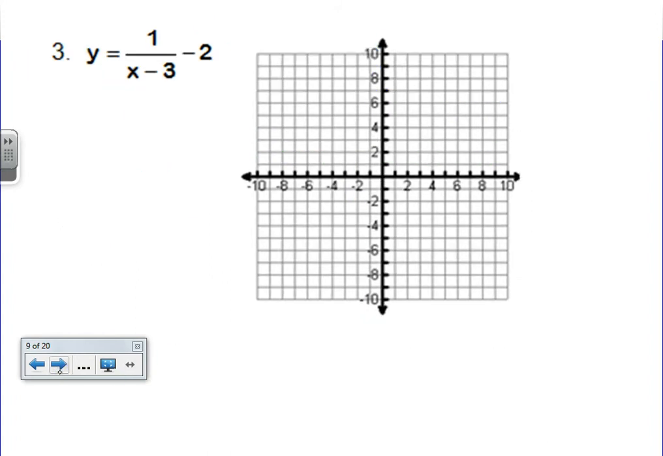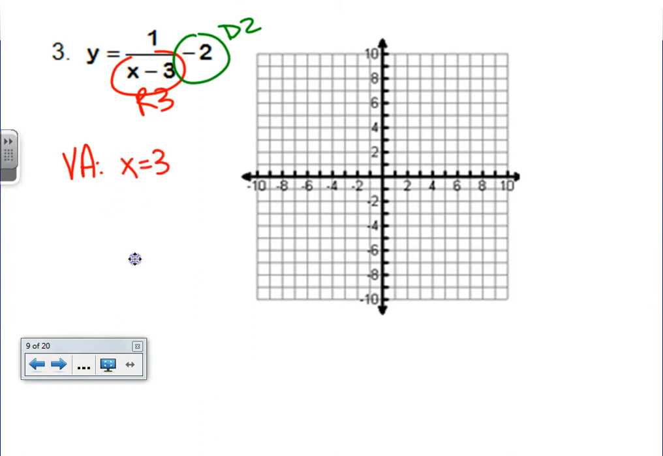Okay. Number 3. X minus 3 means it was shifted right 3 units. And then a -2 means it was shifted down 2 units. So for our vertical asymptote, it's now at x equals 3. And our horizontal asymptote is now at y equals -2.